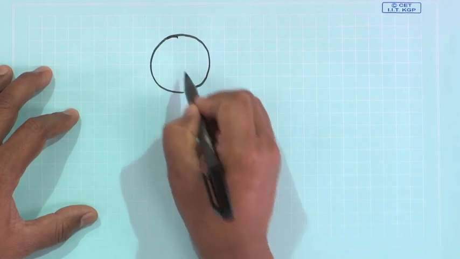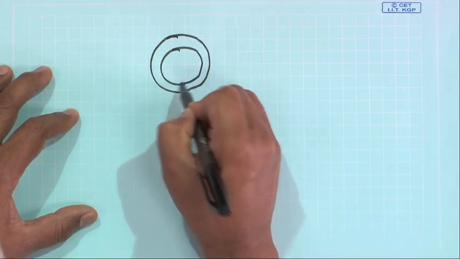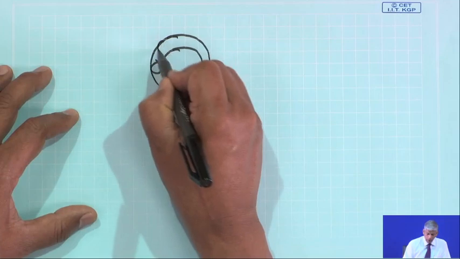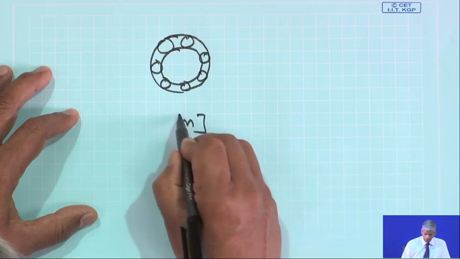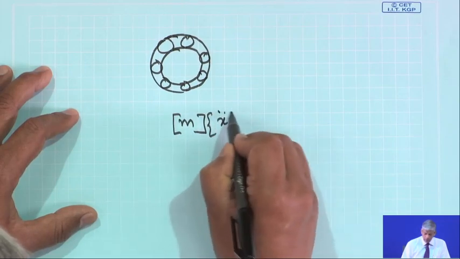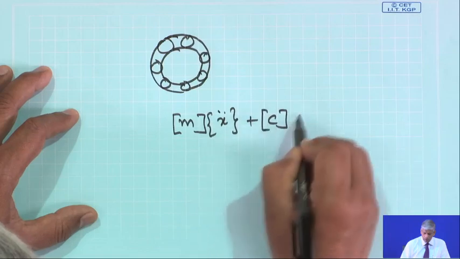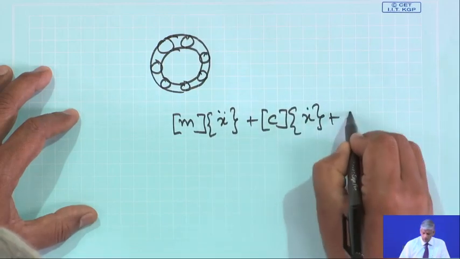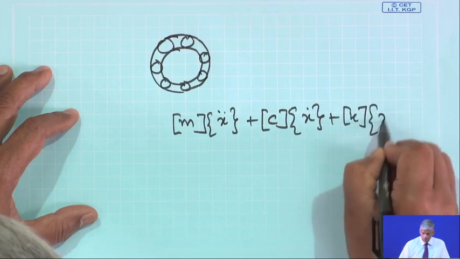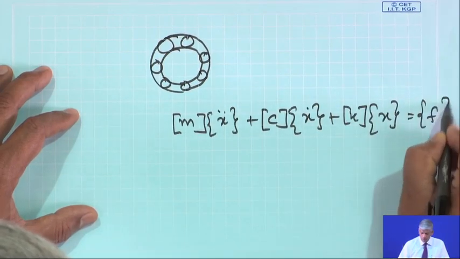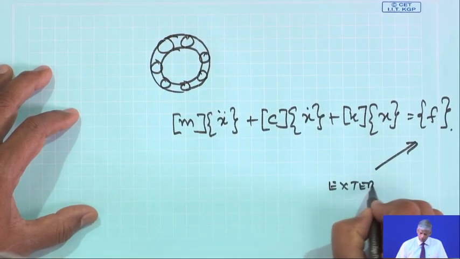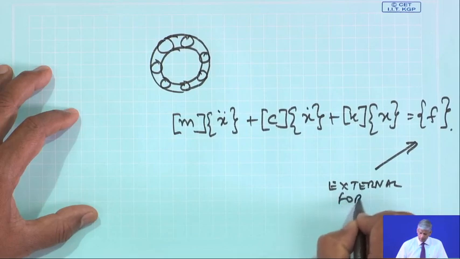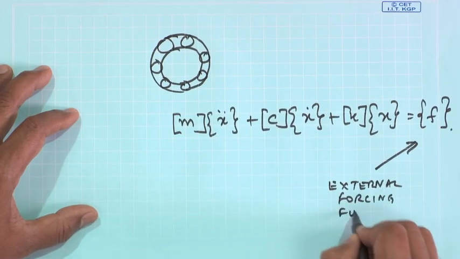This bearing which has been designed can be modeled. In fact, there are many mathematical models as a multi-degree freedom system. So, this bearing can also be modeled. So, this force is the external forcing function.